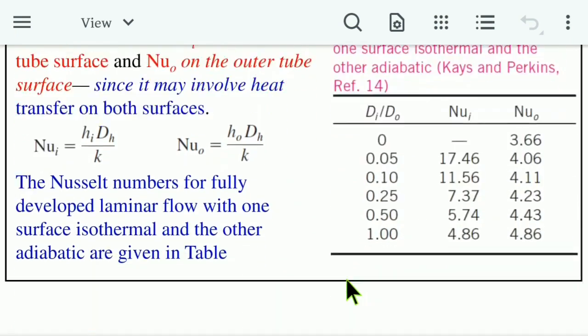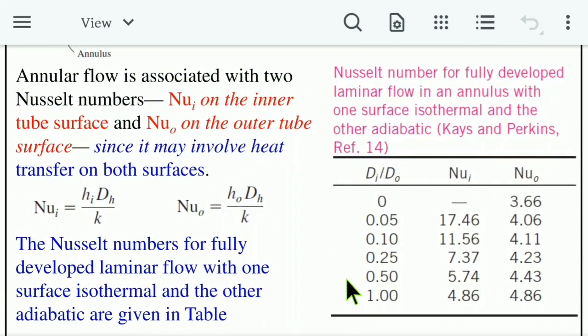Annular flow is associated with two Nusselt numbers, Nu_i on the inner tube surface and Nu_o on the outer tube surface, since it may involve heat transfer on both surfaces. So you can write Nu_i is equal to hi Dh divided by k, and Nu_o is equal to ho Dh divided by k.